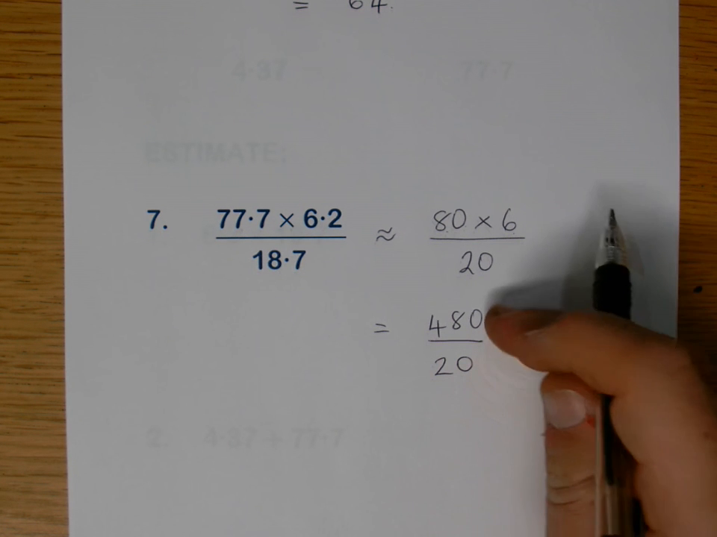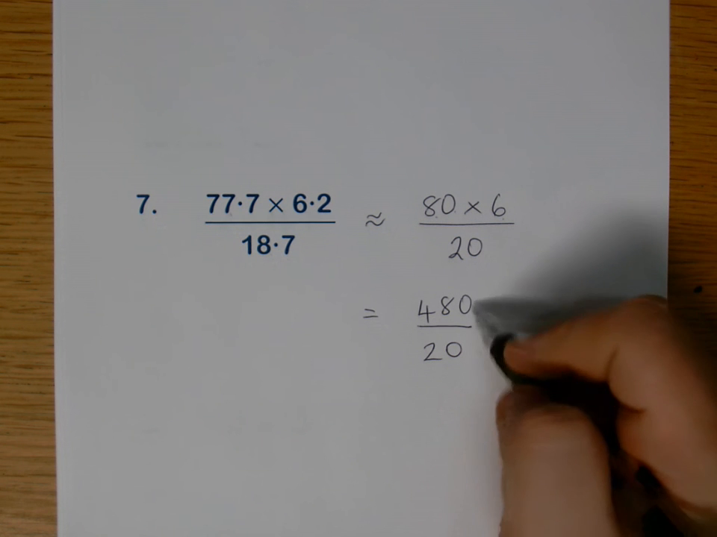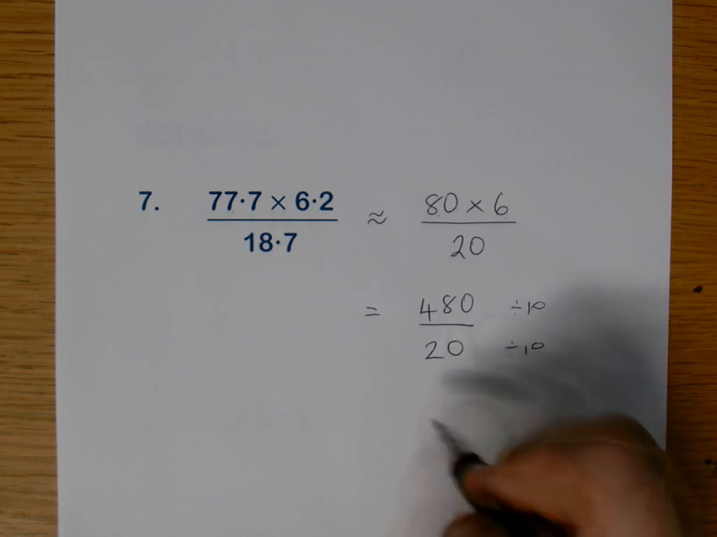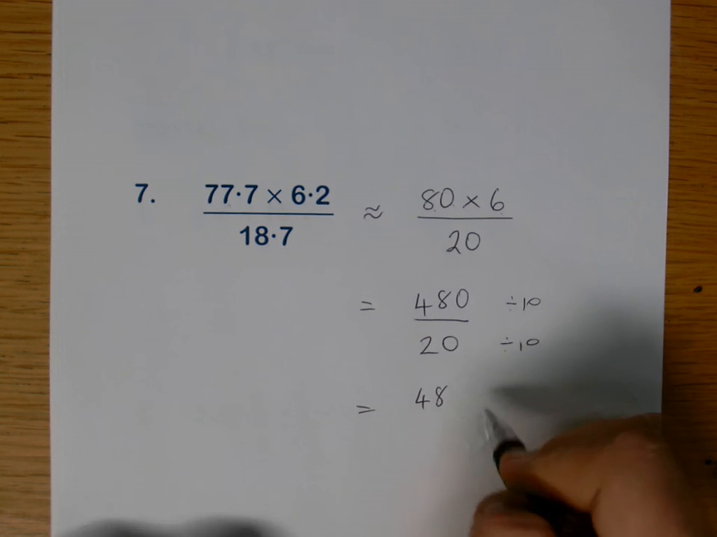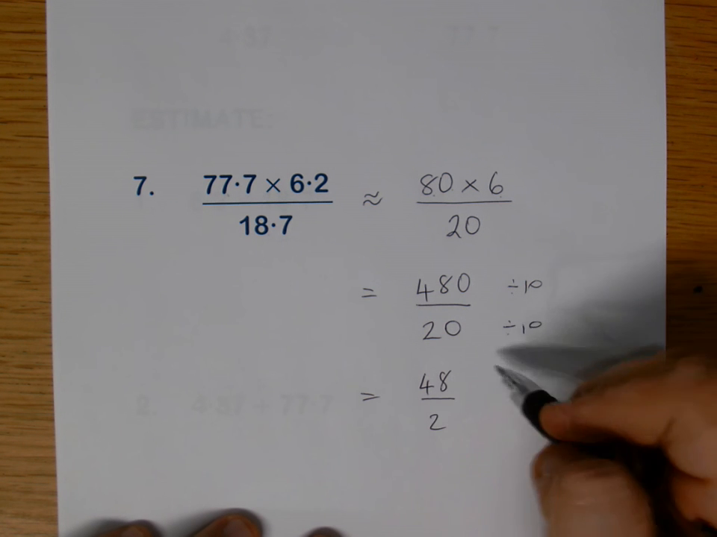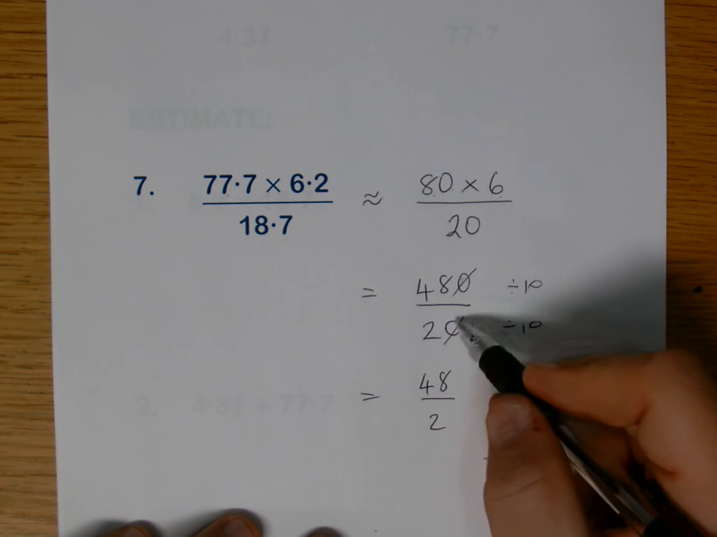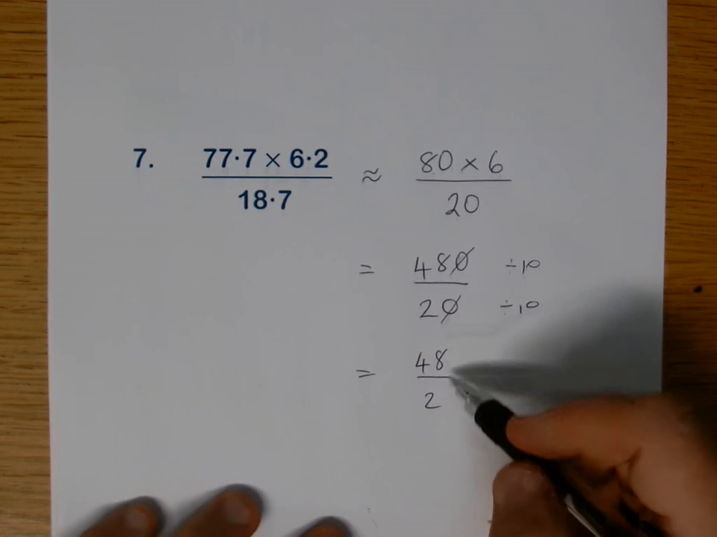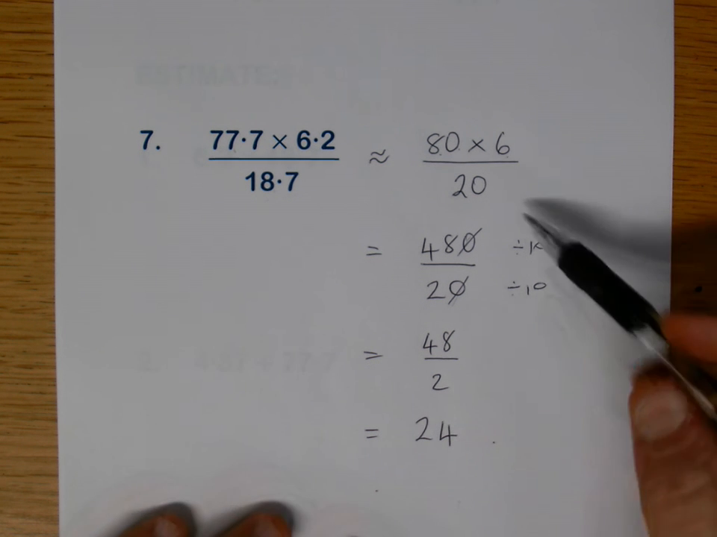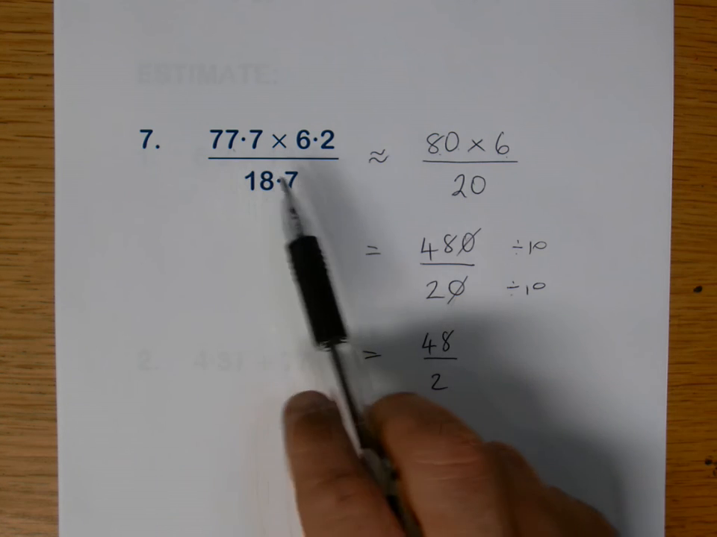How many 20s are in 480? What you could do here is scale it down. You could divide top and bottom by 10. If you divide the top by 10, you get 48. If you divide the bottom by 10, 20 divided by 10 is 2. That's the same effect as cancelling the zeros. That's exactly what we've done, haven't we? If we cancel the 0 on the top and the 0 on the bottom, we're left with this. And 48 divided by 2 comes to be 24. So it's much easier if they ask you to estimate, because you're choosing sensible values and you're not having to work this out exactly.